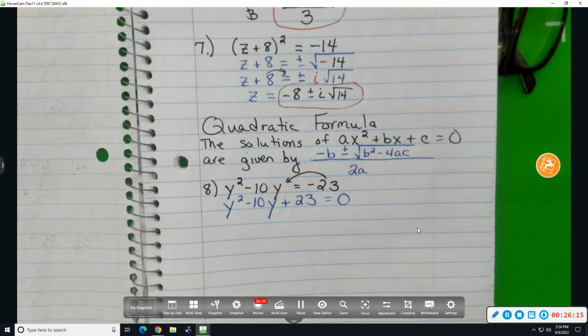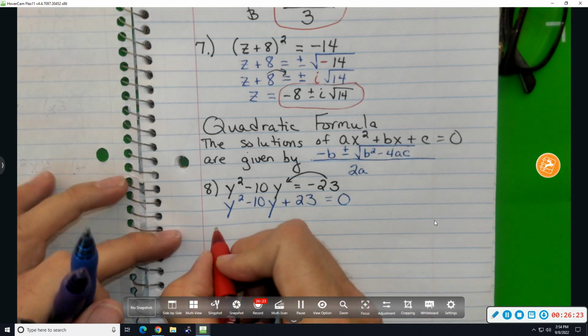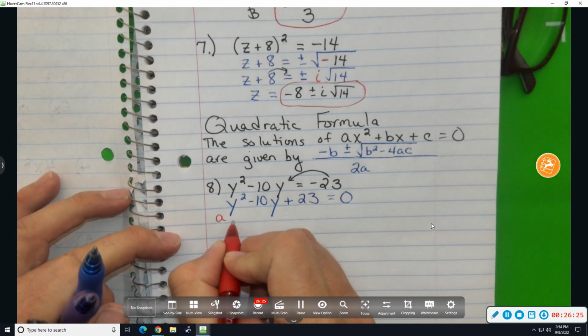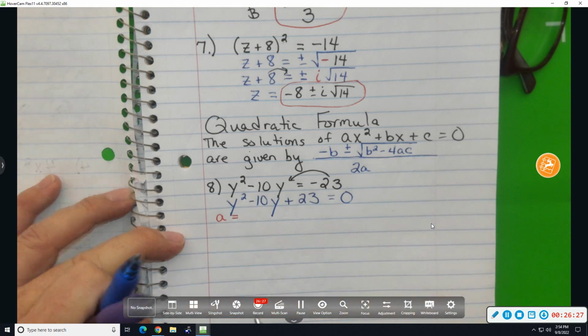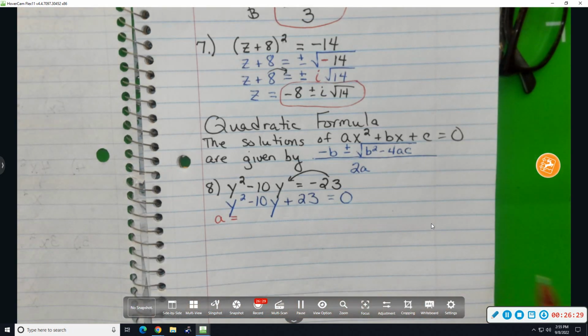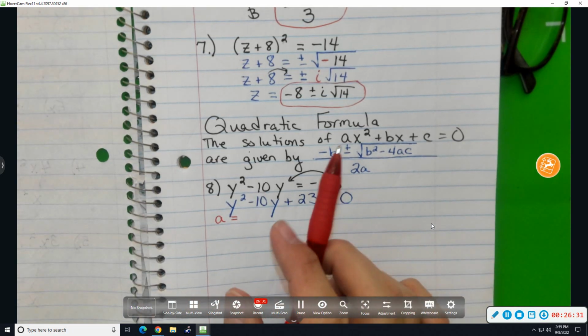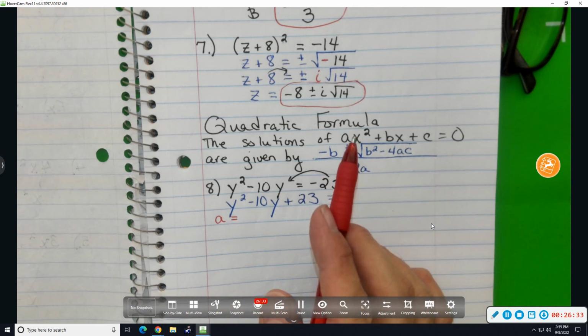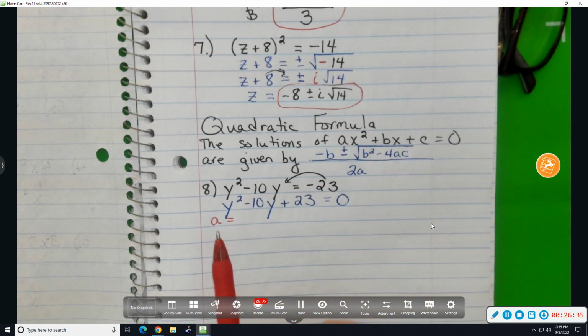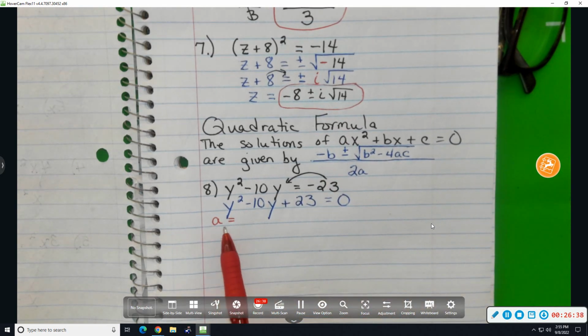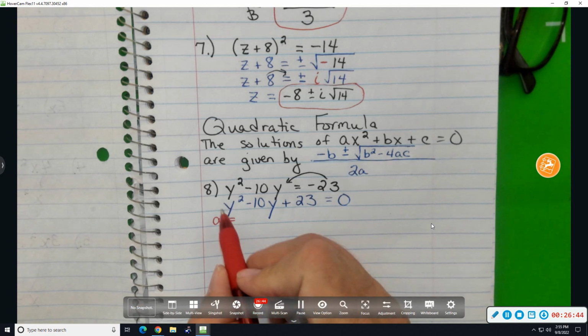I like to identify a, b, and c. I write out a equals, b equals, and c equals. So I'm going to write out, every time I use the quadratic formula, I write it out. a equals, now realize a is a number. A common mistake that I'll see students do is they'll say a equals y squared. No. a, b, c are numbers. a should be what number?